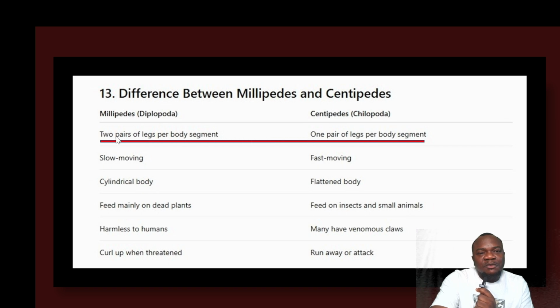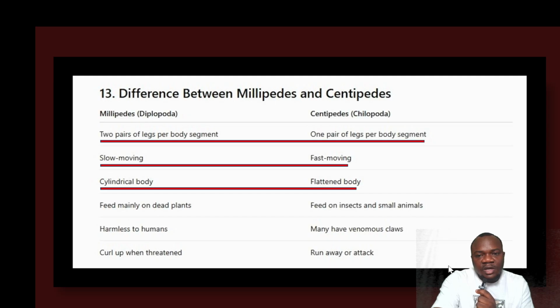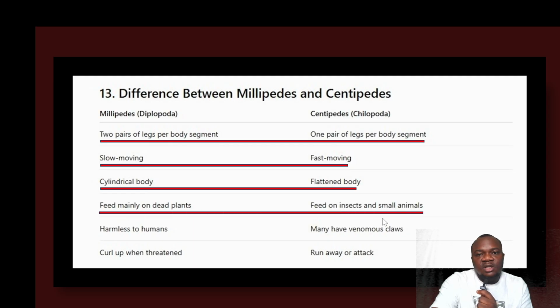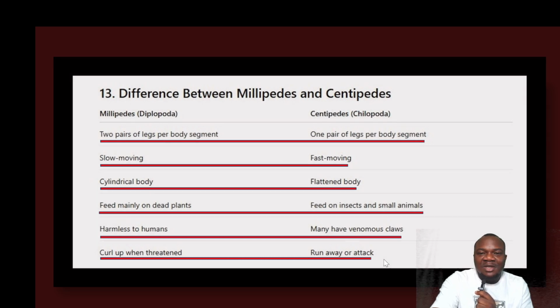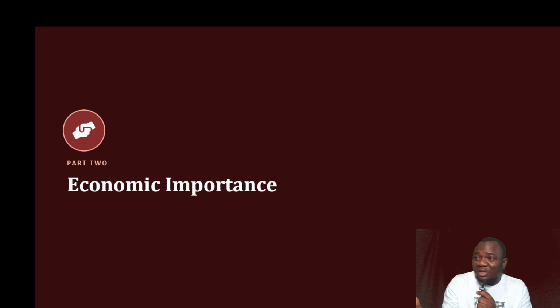Okay, so there's a clear difference between millipede and centipede. In millipede, you have two pairs of legs per segment, but centipede have just one pair. Millipedes are slow moving and centipedes are fast moving. Millipede has a cylindrical body, while centipedes are flattened. Millipedes feed mainly on dead plants, and centipedes feed on insects or small animals. Millipedes are harmless to humans, but many centipedes have venomous claws that affect humans. When threatened, millipedes coil up, while centipedes run away or attack. So that is the difference between both of them. They look quite somehow the same, but the architecture is quite different.